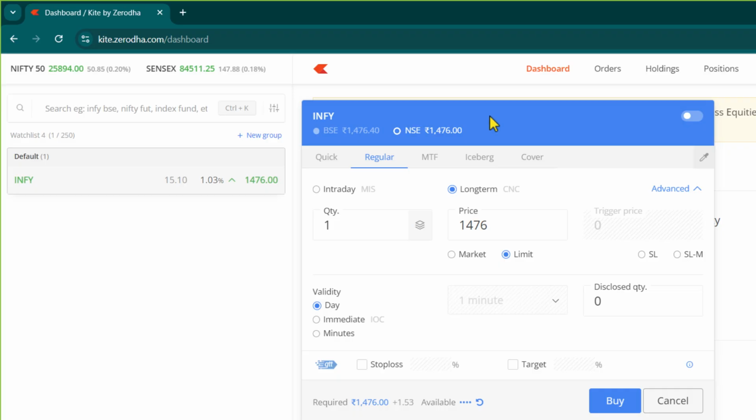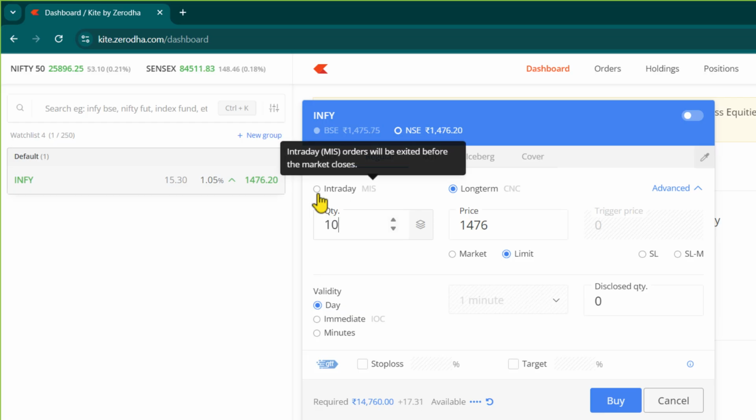And when I do that, I am presented with a lot of options. So in here, I need to enter the quantity, meaning the number of shares that I want to buy. Alright. So I will enter 10 here. This is just an example. Next, I have an option to select whether the trade will be intraday or whether it will be for long term.